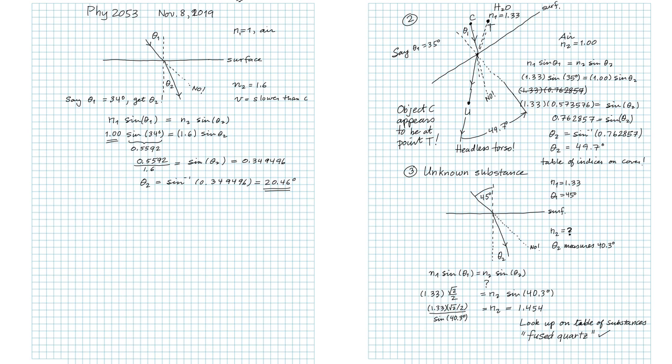Let me extend my ray out here this way. Okay, so here's 49.7 degrees all the way out to here. And so you can see that it swings away from the normal.